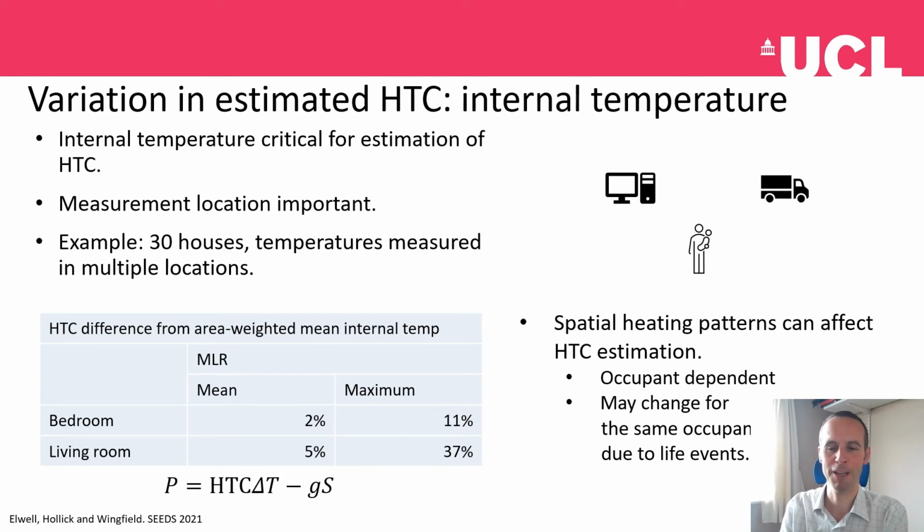However, the variation across properties can be huge, where you've got an up to 37% difference between the HDC estimated from the living room temperature alone to the area weighted mean, which is highly problematic and something that needs to be accounted for in our methods, particularly because the spatial heating patterns will then affect the HDC.